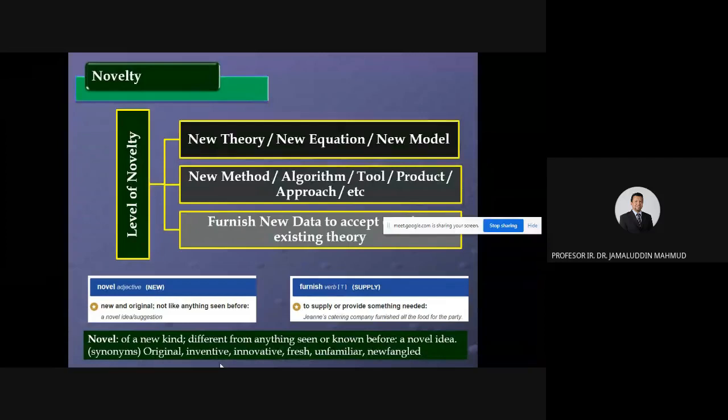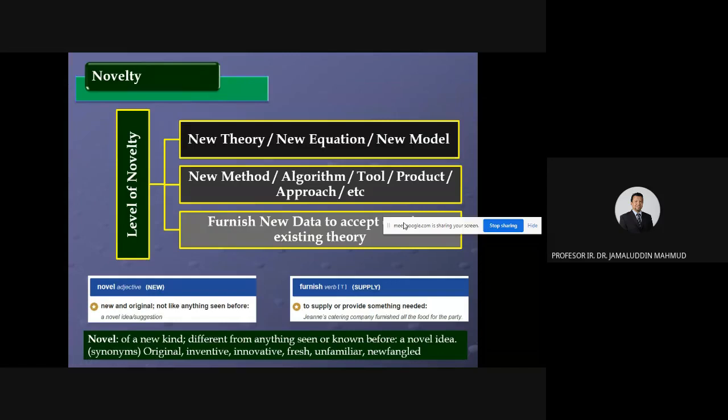Now, I'd like to share this. This is not originally from my thought. It's from a professor from Sheffield. He described novelty in three levels. The first, the highest level of novelty, is the candidate developing a new theory, new equation, new mathematical model, things like that. The second level is coming up with something like new methods or new algorithms, new tools, new approaches, new products. And the lowest level of novelty is furnishing new data to accept or reject an existing theory.